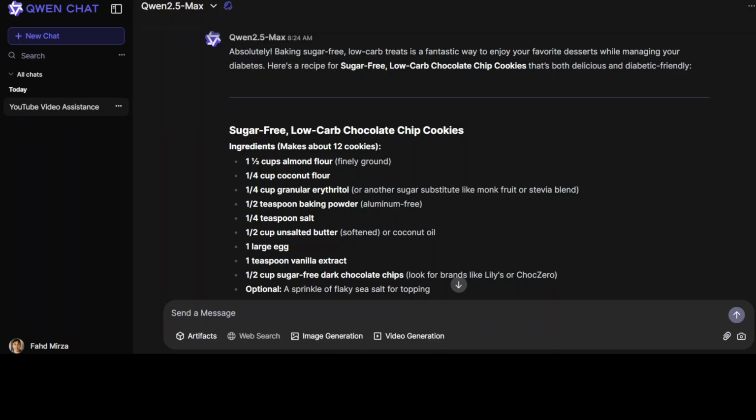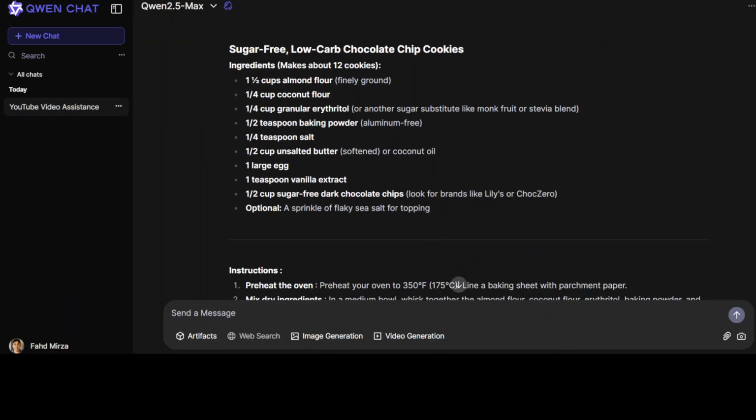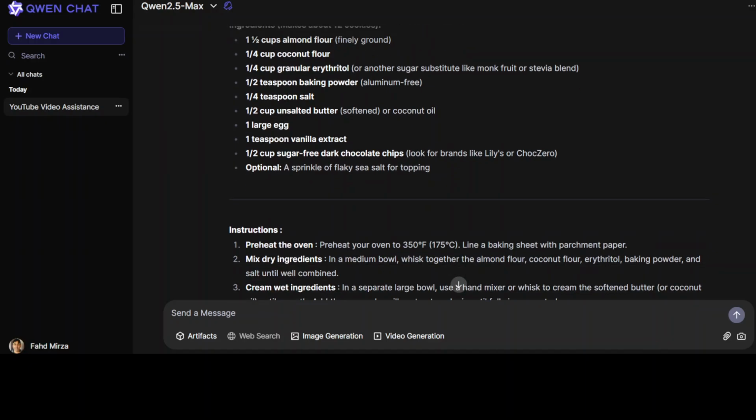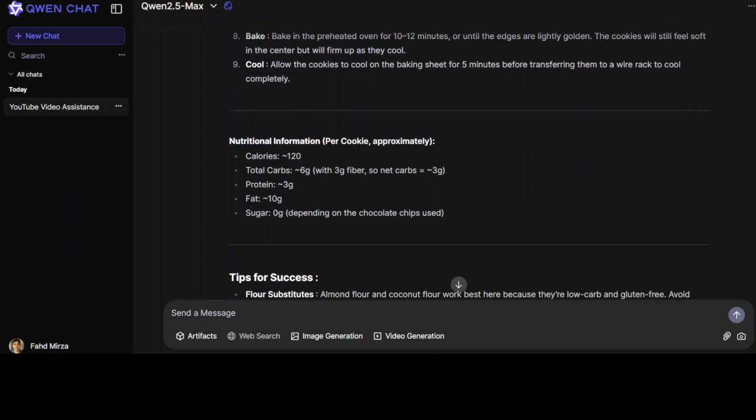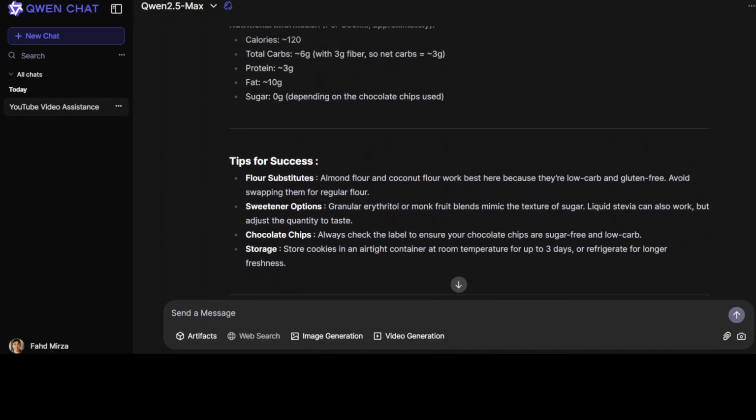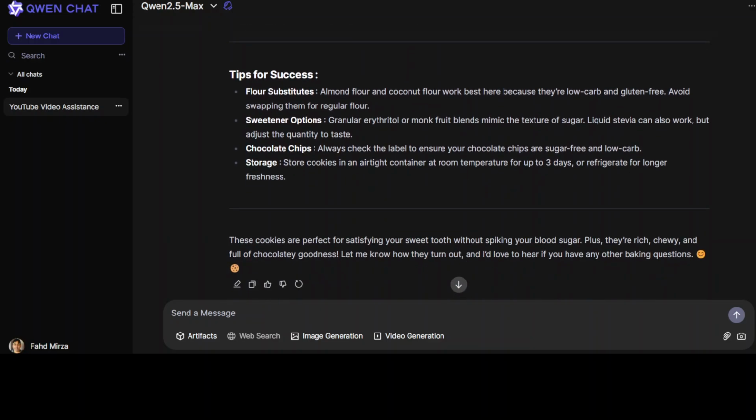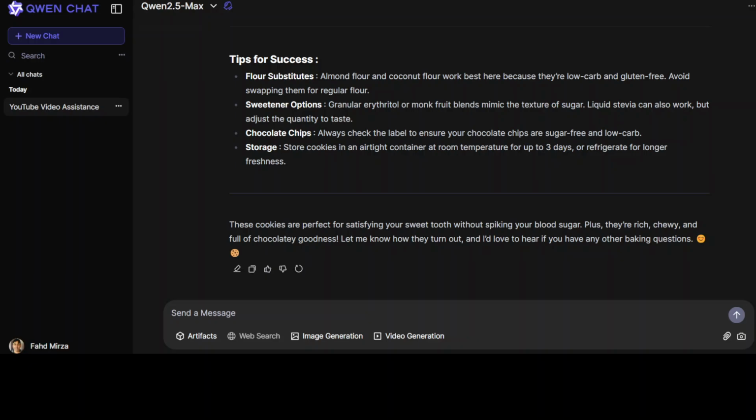So you see, it has started well. It is saying that treats are a fantastic way to enjoy your favorite dessert while managing your diabetes. And then it has given us the recipe, which looks quite good to me, not bad at all. And then instructions, nutritional information, and then tips for success, not bad at all. And then it is also giving us an ending sentence, which is quite good, that without spiking your blood sugar. Very nice.